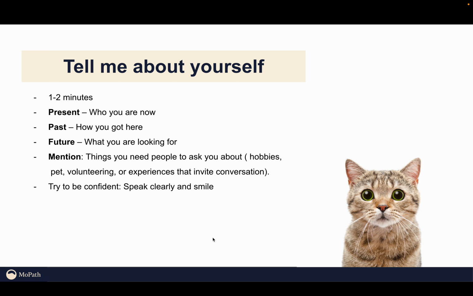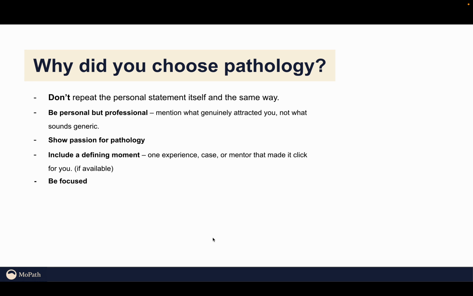You could also mention a moment, if you have any, like one experience, case, or mentor that made you make the decision to go into pathology. Try to show them that you are also passionate about this specialty, and focus on your answer. Don't go over other stuff.